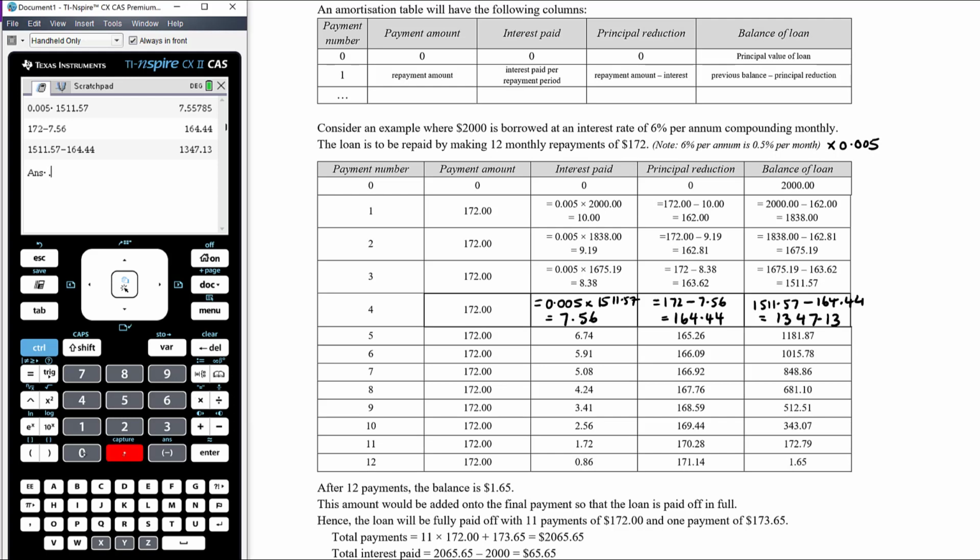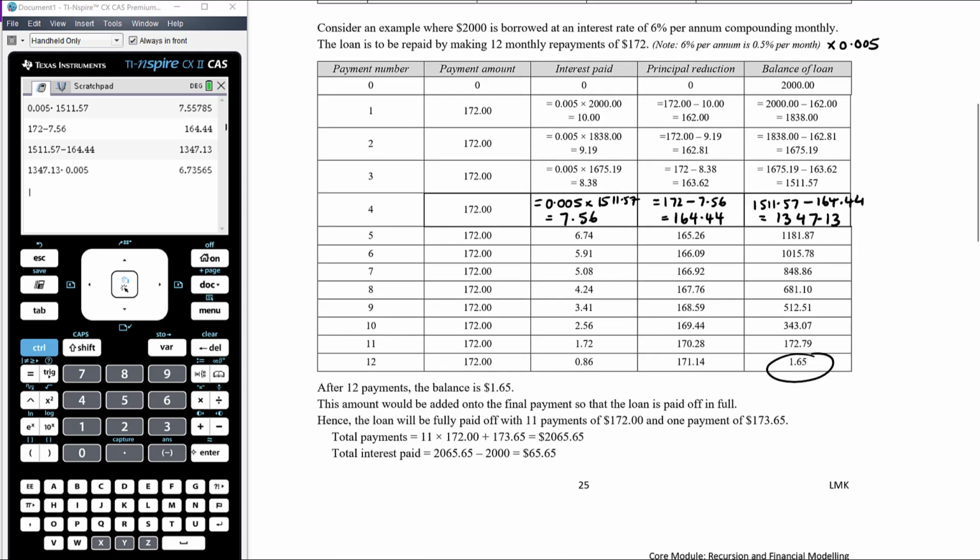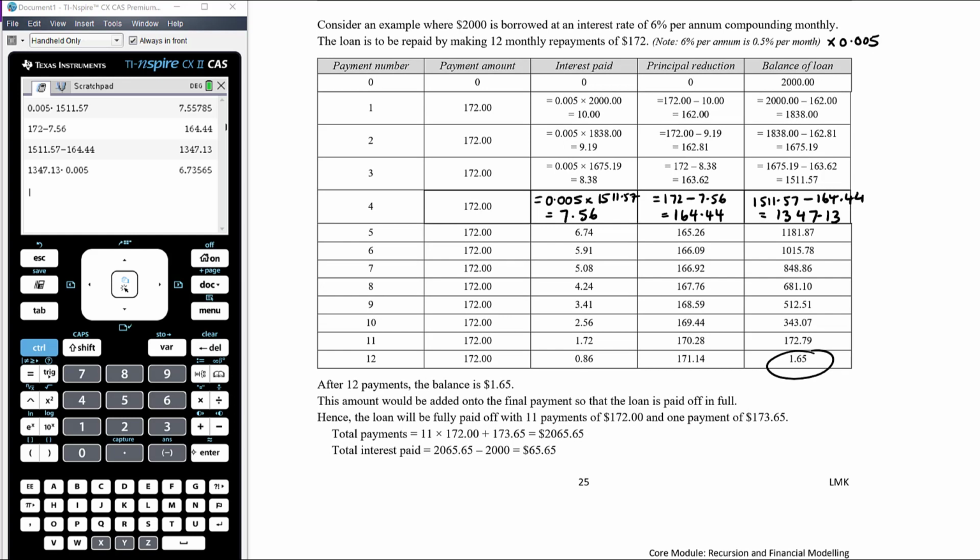If we were to multiply that by 0.005, we now get our $6.74 of interest for the next month. Subtracting $6.74 from 172 gives us our principal reduction. Subtracting that from last month's balance means after 5 payments we're at $1,181.87. We can continue the table until we get down to either 0, or you'll very rarely get exactly to 0, so there's always going to be that moment of adjusting your last payment. After 12 payments we actually still owe $1.65, and so we would adjust the last payment.